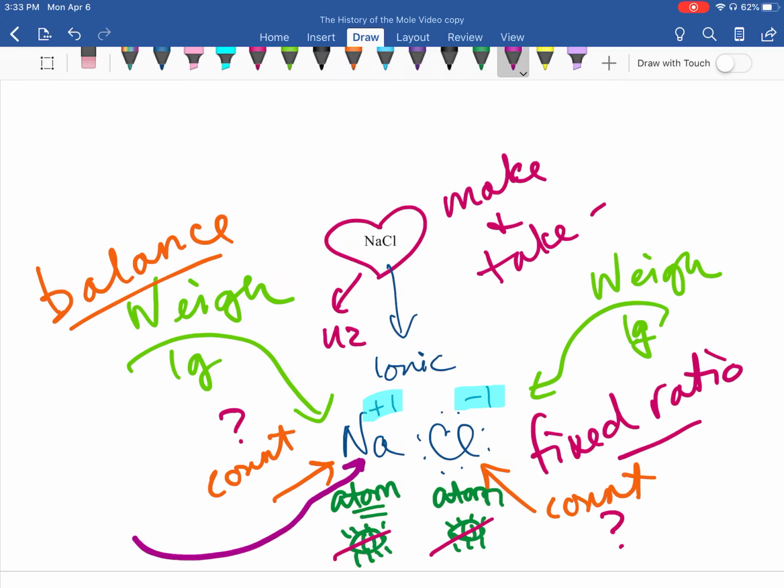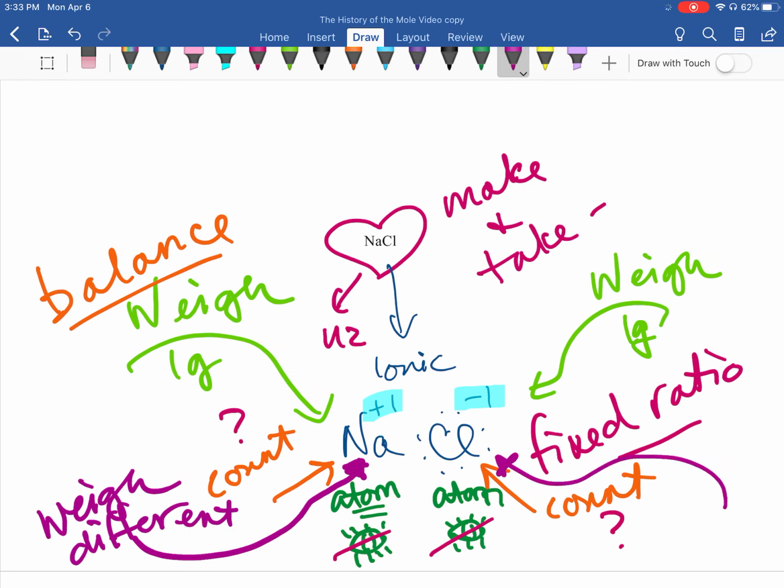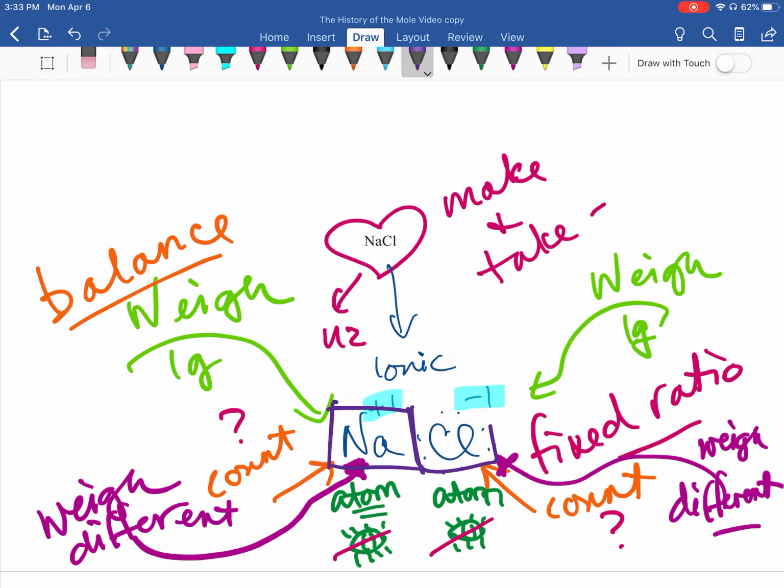Our sodium atoms weigh different. In fact, they weigh less than our chlorine atoms. They weigh different. So now, if that was your final, what's going to happen? Well, Mother Nature is going to govern this one. So you're either going to have leftover sodium or leftover chlorine. Well, what's going to happen if you have leftover sodium?